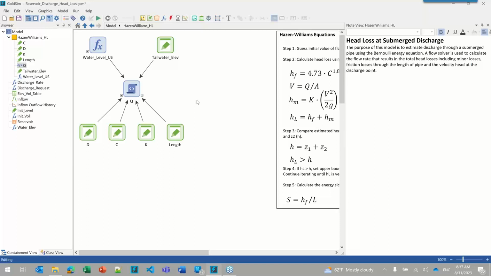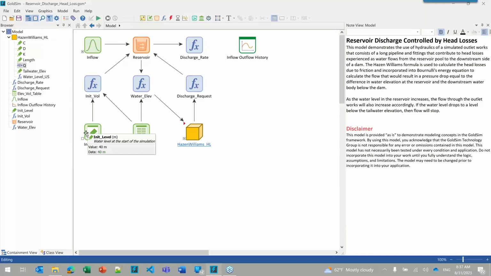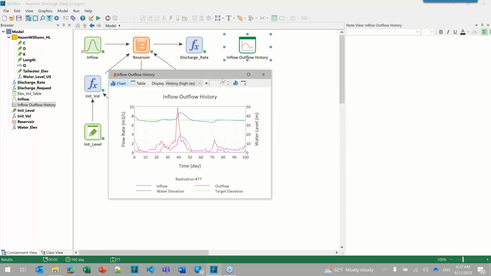So I changed this model to have much higher flows. So in this model, we are talking in terms now of cubic meters per second instead of cubic meters per day. And I'm also talking about a much larger reservoir, with gigaliters instead of just a small amount of cubic meters. So anyway, much larger system. But as we run this model, let's see what happens here.